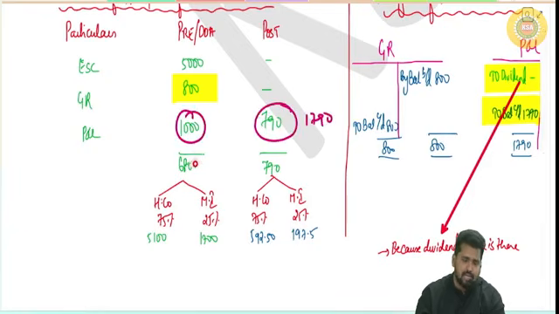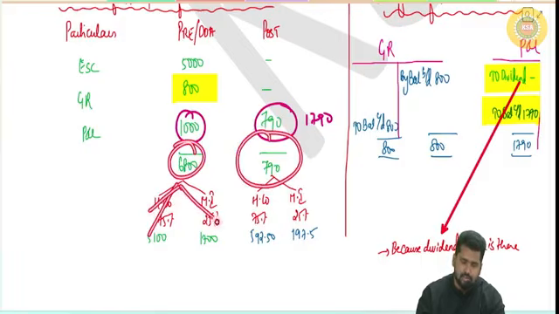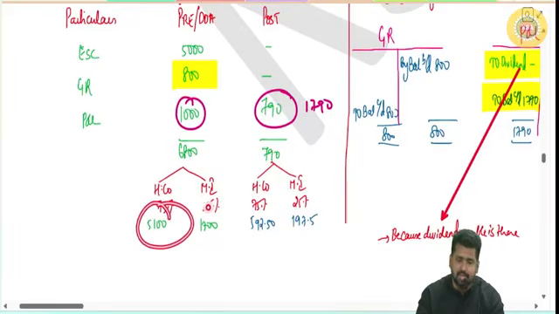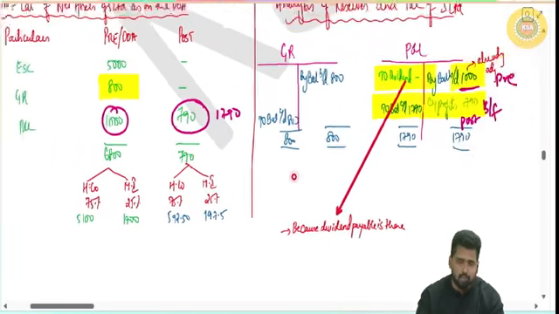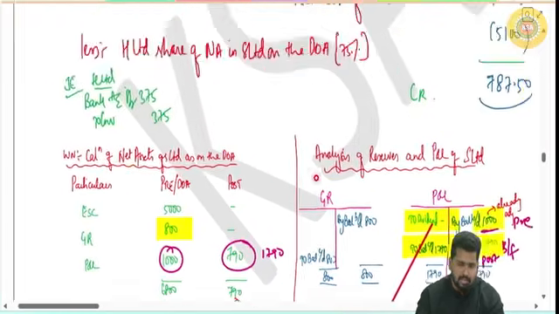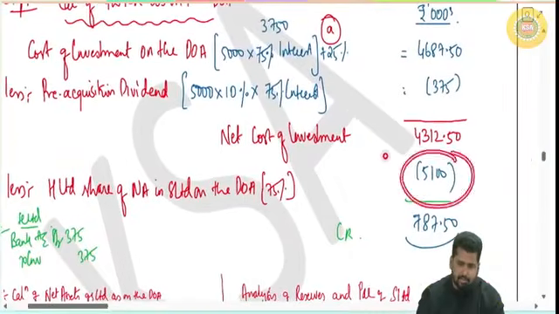Clear? So as per the steps, what will we do? Step 4, that is 2343. Correct? 2343. So 5100. Point number 2. Listen. 5100. Okay, I will take 5100.